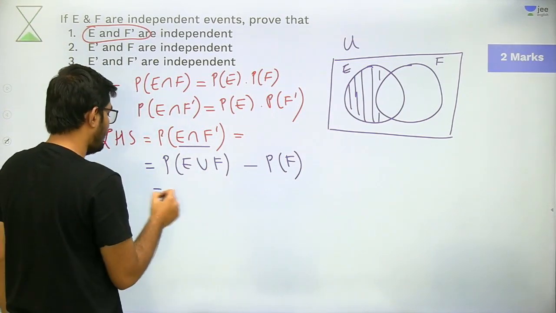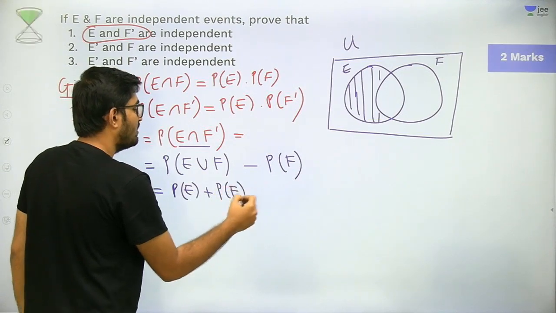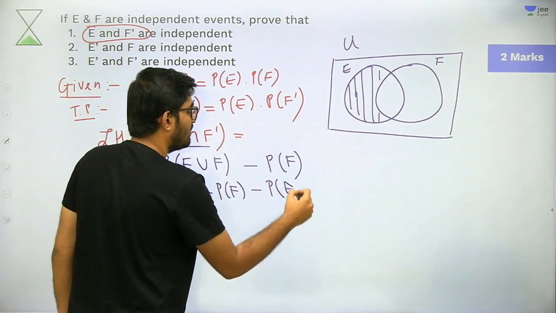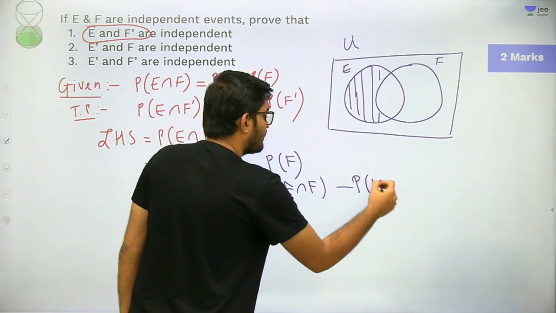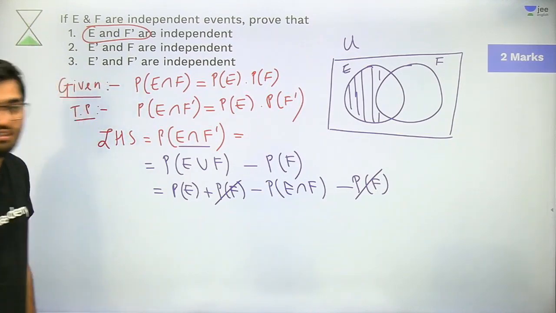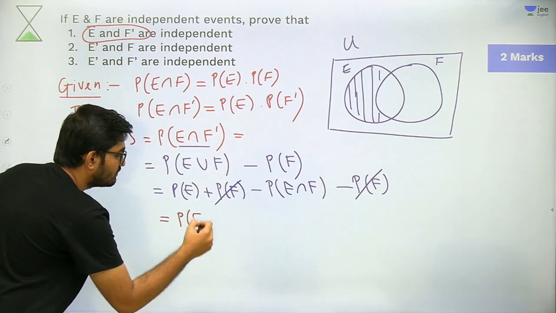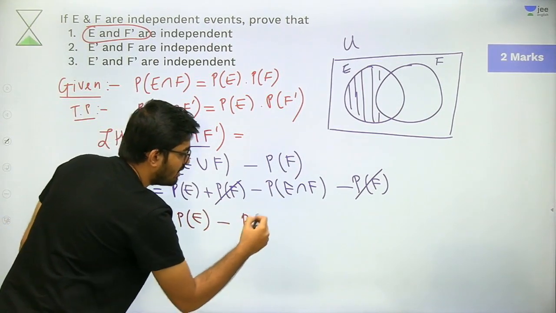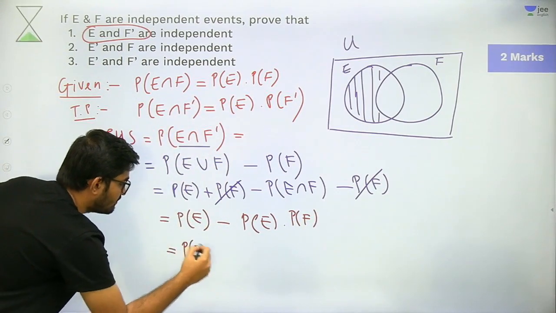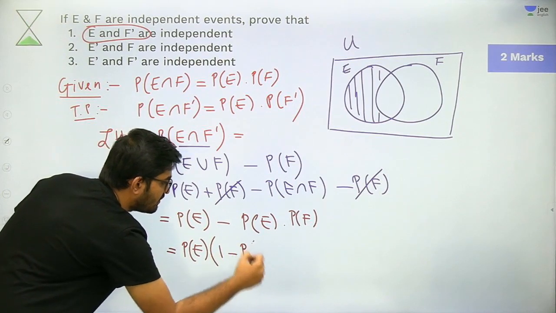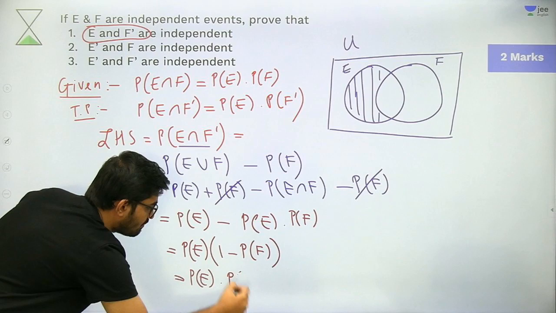After this, what is the formula? The formula for P(E union F) minus P(F) is P(E) plus P(F) minus P(E intersection F). So this and this will get cancelled. After this we will get P(E) minus, this is nothing but P(E) multiplied by P(F). Now take P(E) common. If we take P(E) common, we get 1 minus P(F), and that is nothing but P(E) multiplied by P(F dash).